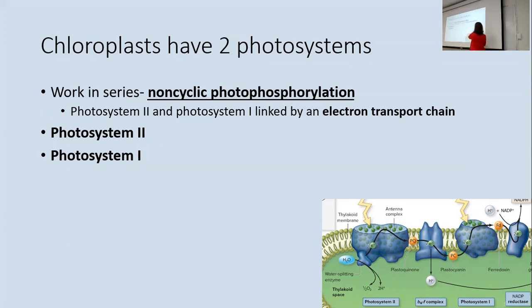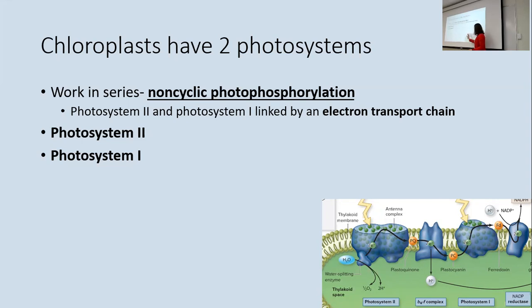Notice we've got 2 photosystems. One thing to not let mess with you: the first one is photosystem 2, and the second one is photosystem 1. It's just because scientists discovered photosystem 1 first. There's no better reason for it than that. It is what it is.